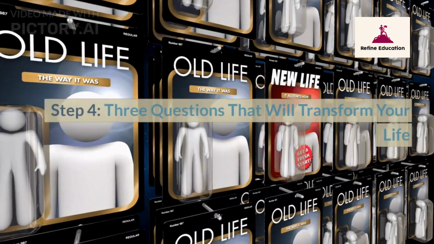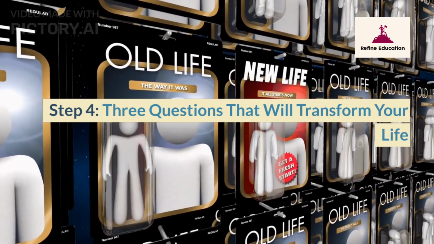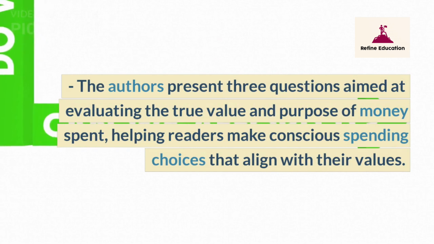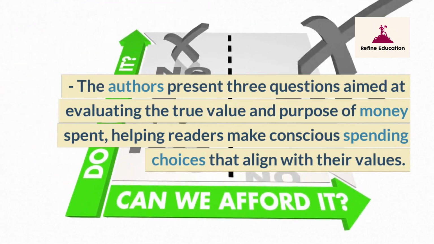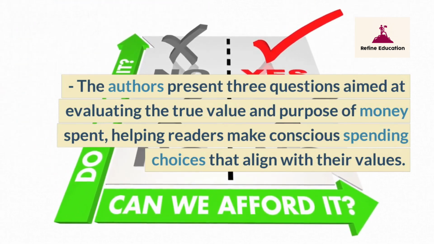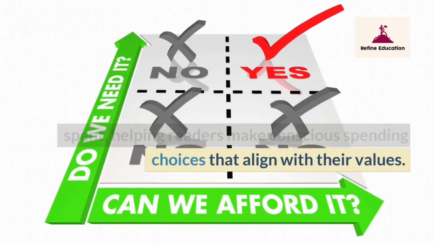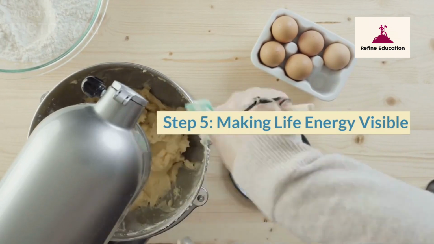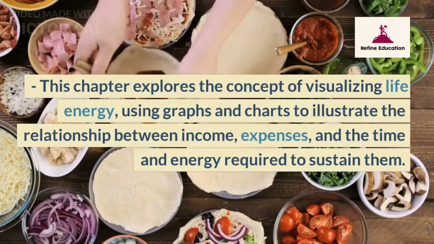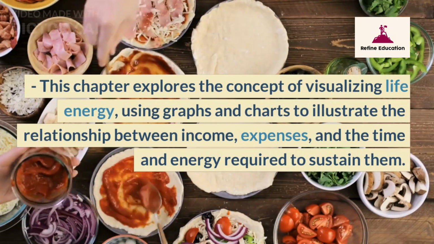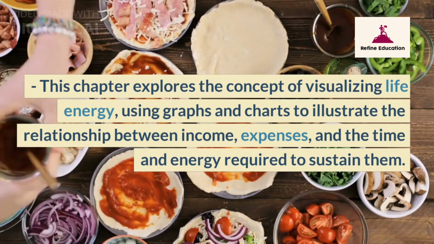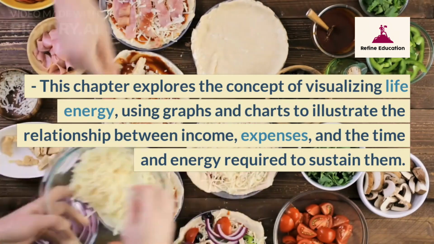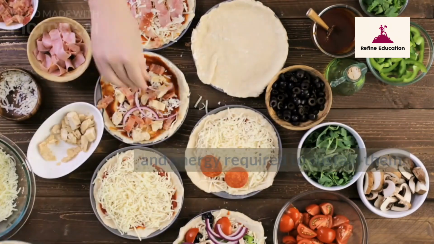5. Step 4. Three Questions That Will Transform Your Life. The authors present 3 questions aimed at evaluating the true value and purpose of money spent, helping readers make conscious spending choices that align with their values. 6. Step 5. Making Life Energy Visible. This chapter explores the concept of visualizing life energy, using graphs and charts to illustrate the relationship between income, expenses, and the time and energy required to sustain them.